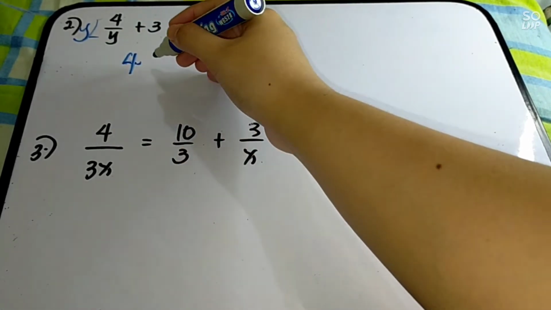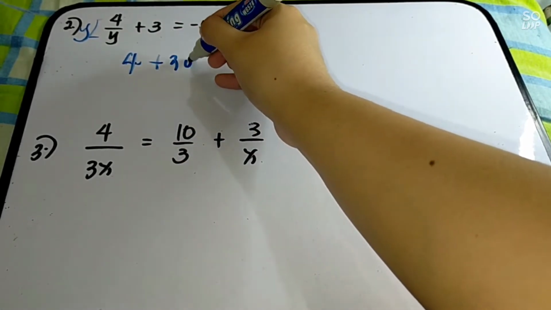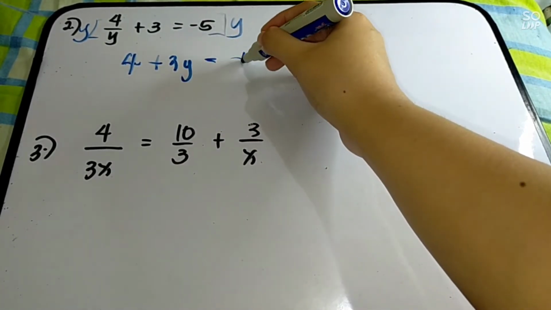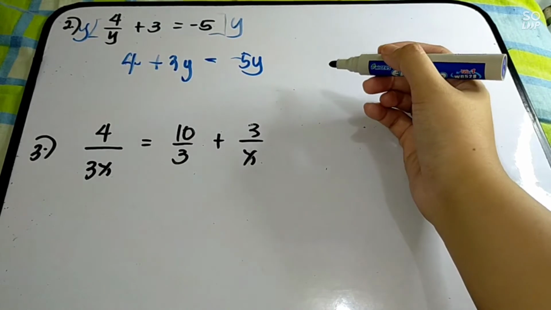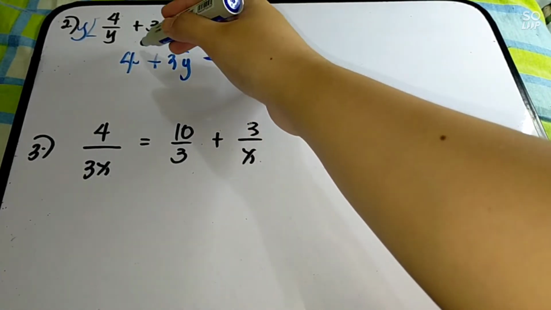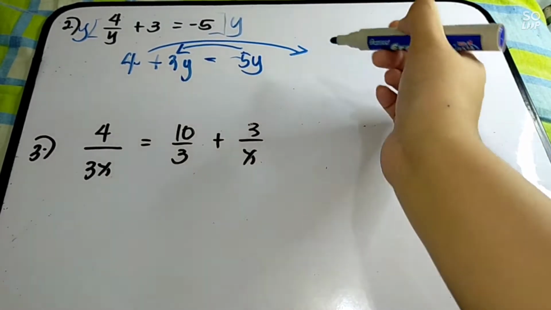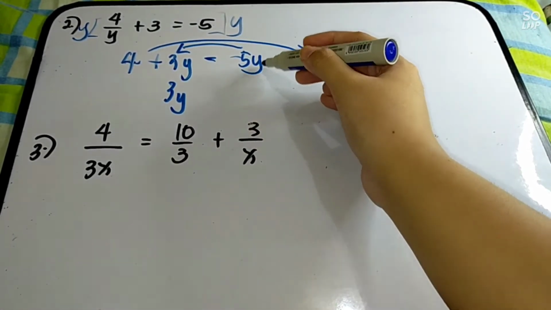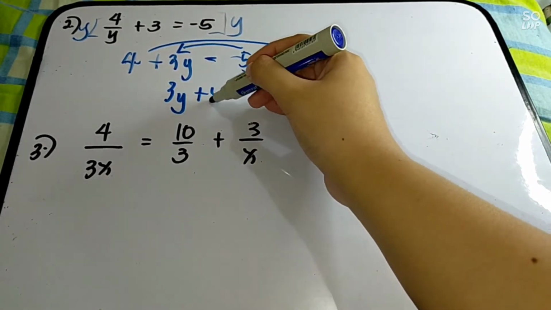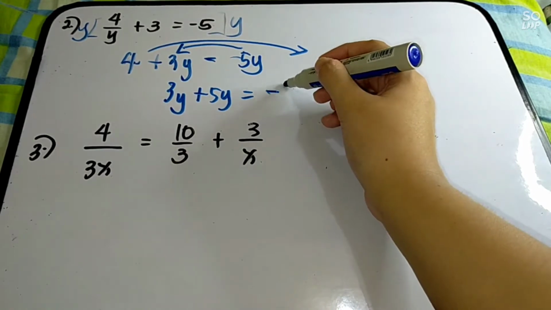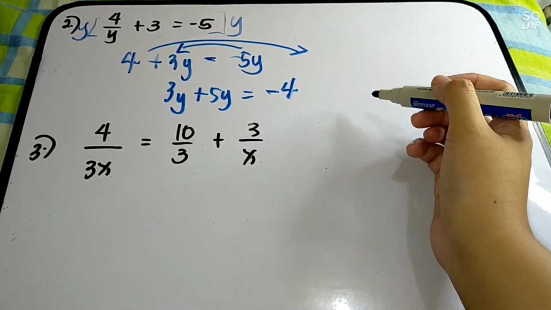y times 3, the answer is 3y, plus 3y is equal to y times negative 5, the answer is negative 5y. So, lahat ng may variable, pagsamahin natin. Yung negative 5y, lipat natin sa left side. Yung wala, lagay natin sa right side. So, just copy here 3y. Then, si negative 5y, lipat mo, magiging positive 5y, is equal to, si 4, lipat mo, magiging negative 4. Then, combine like terms.